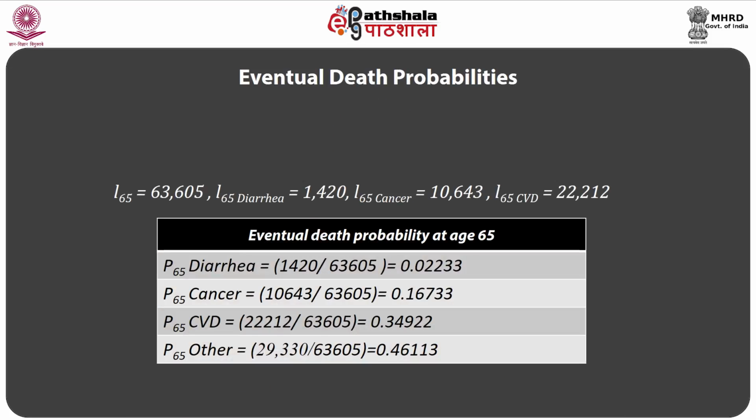L65 equals 63,605. L65 diarrhea equals 1420. L65 cancer equals 10643. L65 CVD equals 22212. Therefore, P65 diarrhea equals 1420 divided by 63605, which equals 0.02233. Similarly, other causes are also given here.